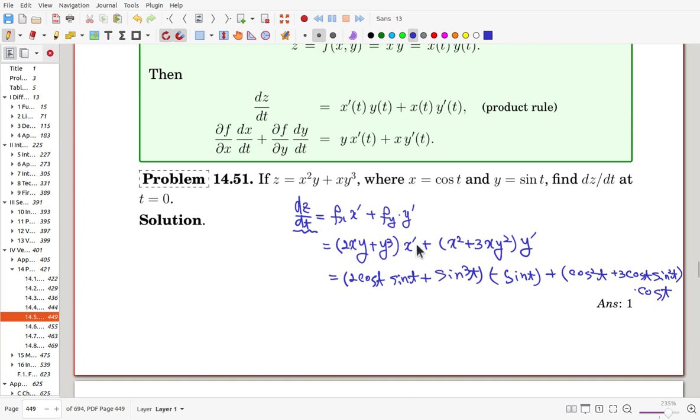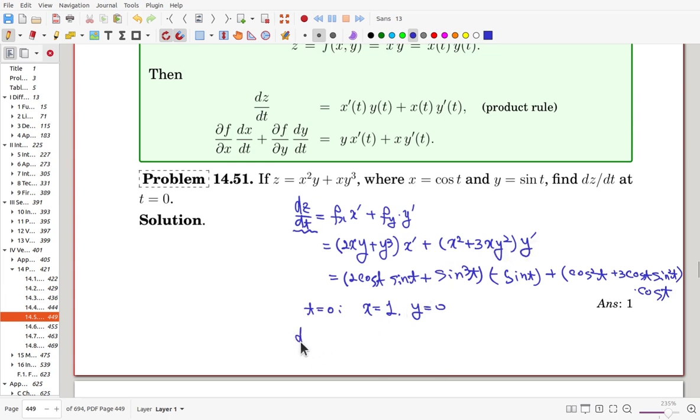Or you may use this one, and once t is 0, then we know that x is cosine t, cosine 0 is 1, and y is sine t, sine 0 is 0. x is 1, y equals 0, so that you may use that one, and you can finish it.